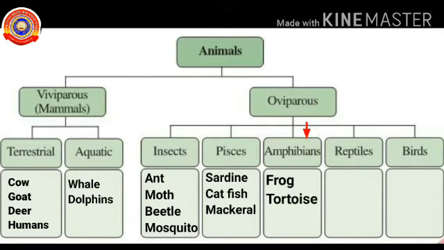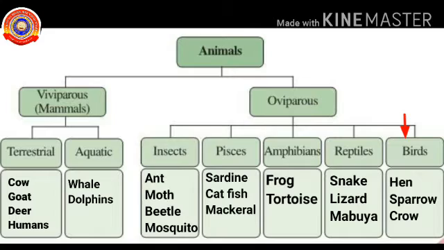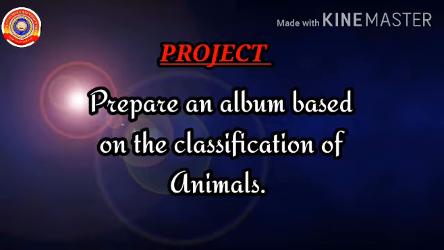Frog and tortoise can be written as examples of amphibians, right? Then for reptiles, we can write snake, lizard, mabuya, etc. as examples. Hen, sparrow, crow, etc. can be written as examples of oviparous birds. My dear children, don't forget to find more and more examples for each group, okay? You should prepare an album based on this classification of animals in your project book. This is your project from this chapter, okay dears?